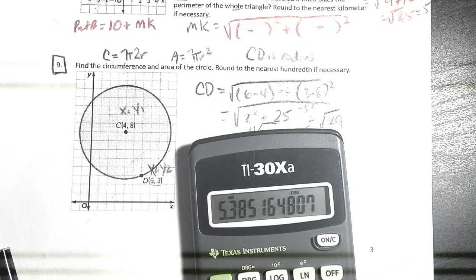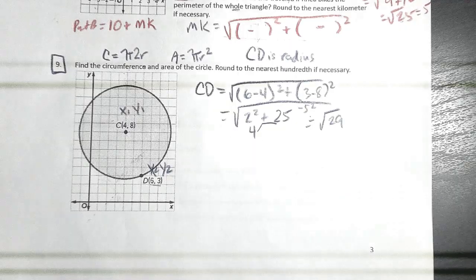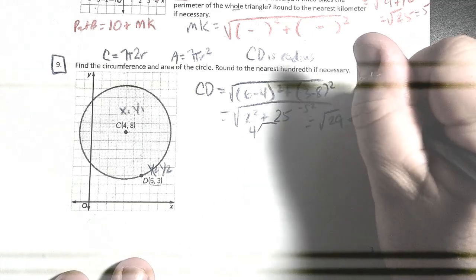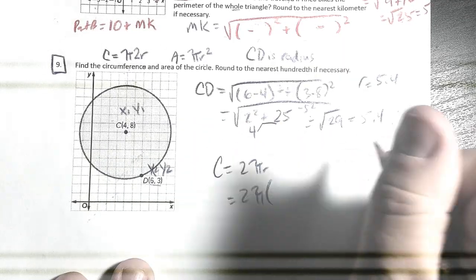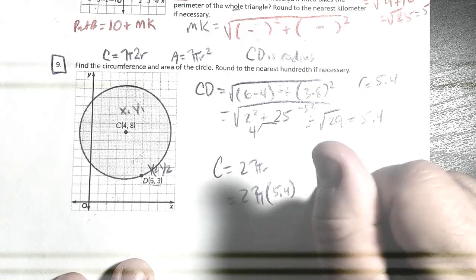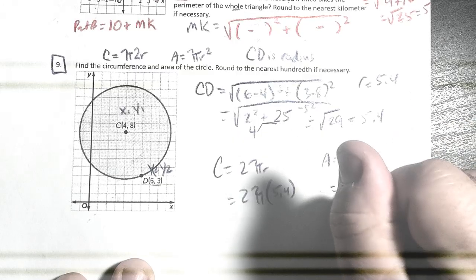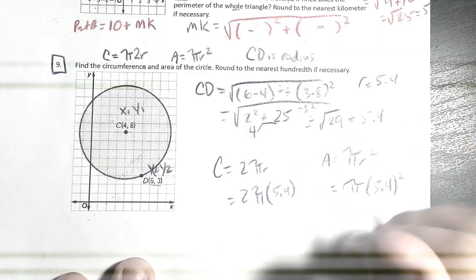Let me just make sure. The square root of 29 is 5.38. We're going to round that up to 5.4. So now our radius equals 5.4. So now for circumference, it's 2 times pi times r. So 2 times pi times radius, 5.4. Over here for the area, I'm going to go ahead and write this out. It's pi times r squared. So it's pi times 5.4 squared.